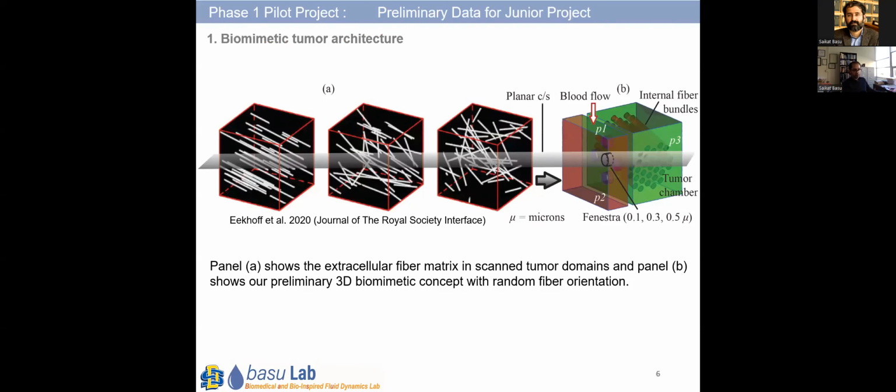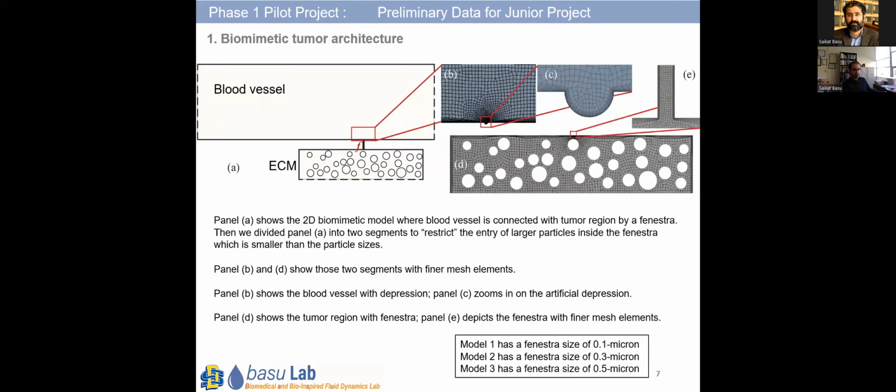So let me first go over the biomimetic architecture. We conceptualized a 3D idealized model and then took a 2D cross-section through it. The idea was to replicate the essential fluid dynamic properties in a simple domain. This is what the 2D model looks like. We have tested three different fenestra opening diameters, namely 0.1, 0.3, and 0.5 micron.